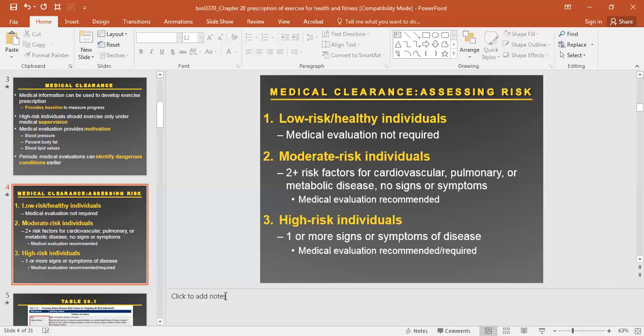Moderate risk individuals have at least 2 risk factors for cardiovascular, pulmonary or metabolic disease, but not necessarily signs or symptoms. So in this instance, if we know someone has a risk factor for cardiovascular disease, remember back in chapter 21, we talked about risk factors, both controllable and uncontrollable. So go back and take a look at those from chapter 21 and think about having 2 risk factors or more. It could be age, it could be smoking, it could be familial history, it could be blood lipid profiles, it could be a diabetic individual. There can be any combination of at least 2 risk factors, but not necessarily outward signs or symptoms of those. That's where medical evaluation is recommended.